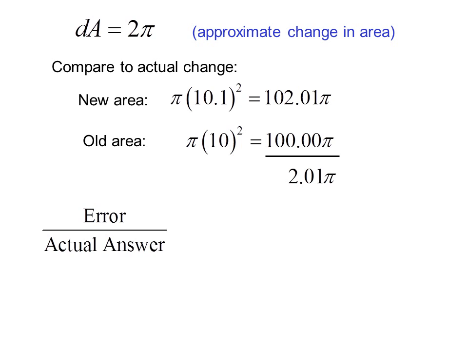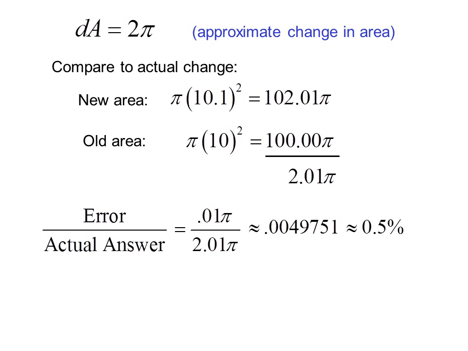So if we compare the error to the actual answer, it would be 0.01 pi over 2.01 pi, or 0.0049751. That is less than 0.5% error.